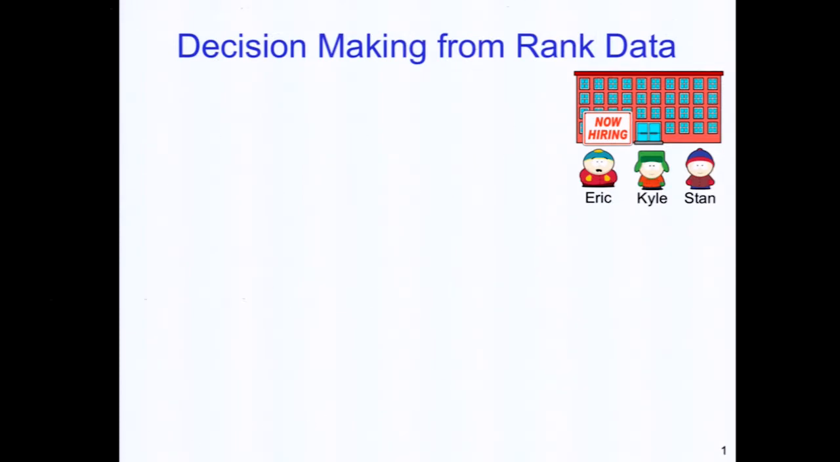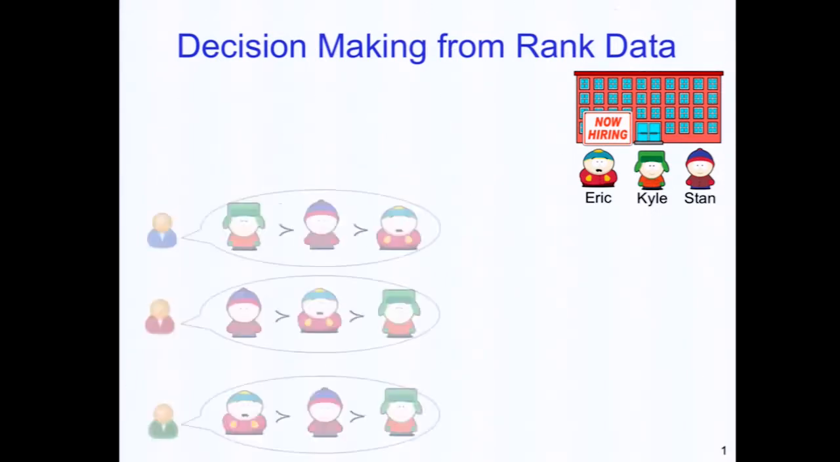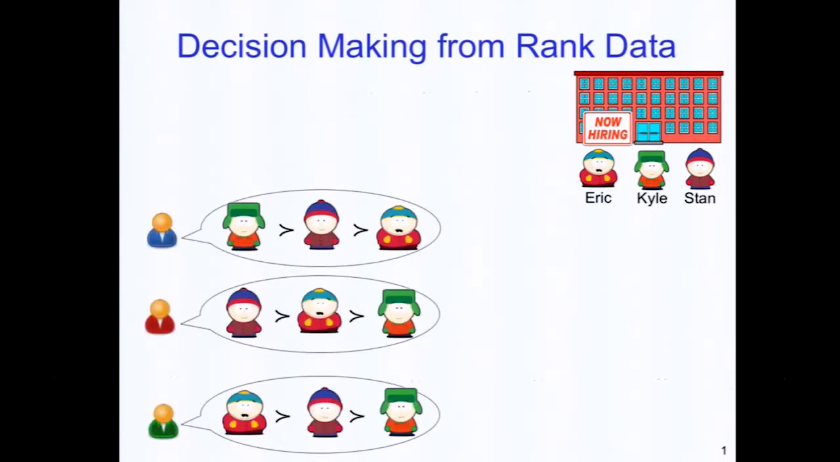so we have invited three candidates for job interviews. Let's call them Eric, Kyle, and Stan. After the interview, the committee members are going to vote to decide who will be the winner, of course, who will be given the offer. But of course, you have multiple rounds of discussion and decision. But let's say each of them gives a full ranking over the candidates to represent his or her preferences.